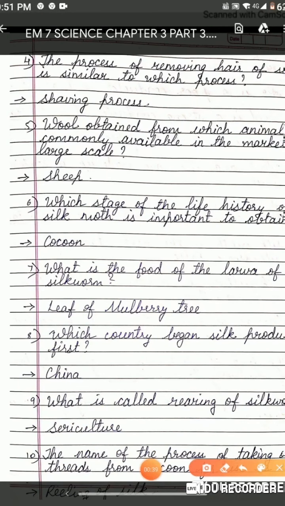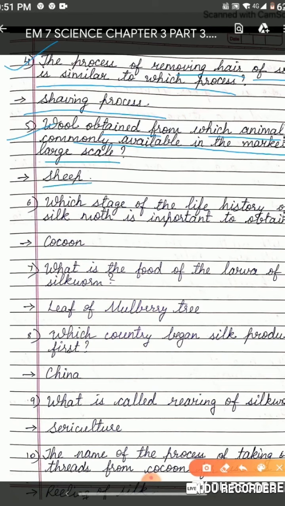Number 4. The process of removing hair of sheep is similar to which process? The shaving process. Number 5. Wool obtained from which animal is commonly available in the market on a large scale? The answer is sheep. Number 6. Which stage of the life history of silk moth is important to obtain silk? Answer is cocoon.